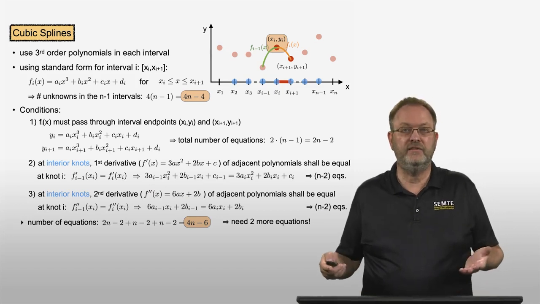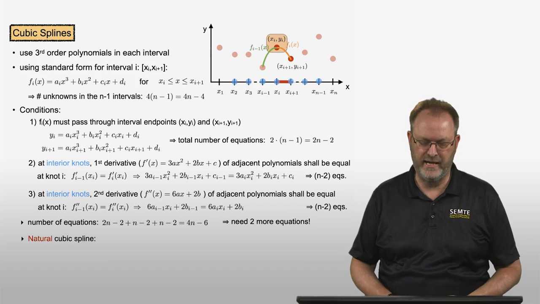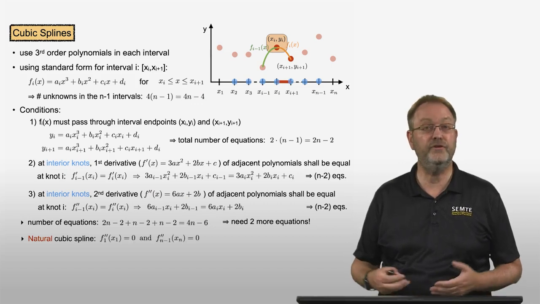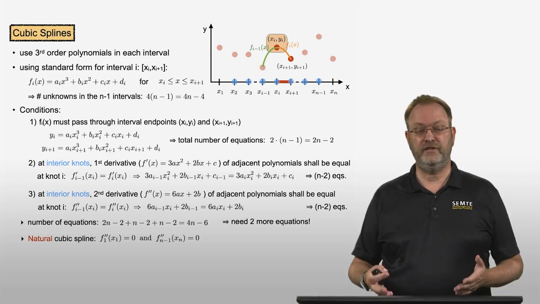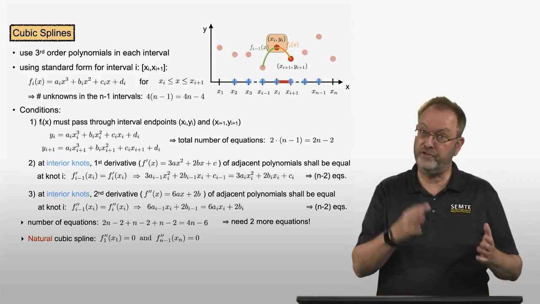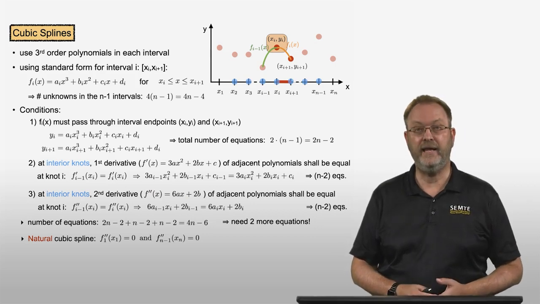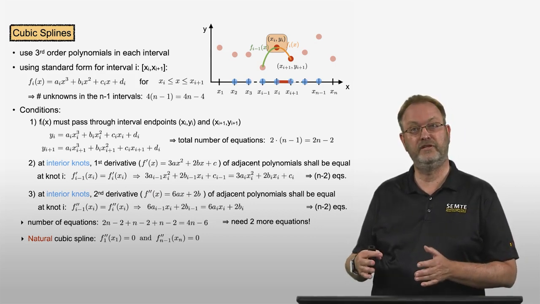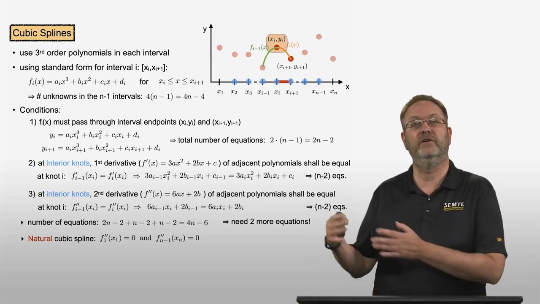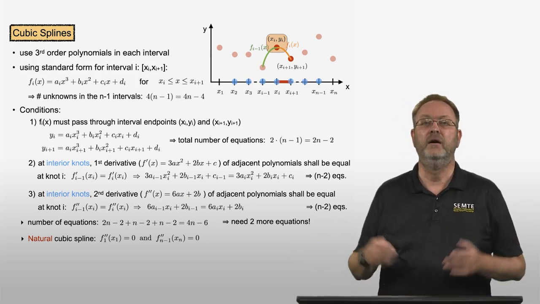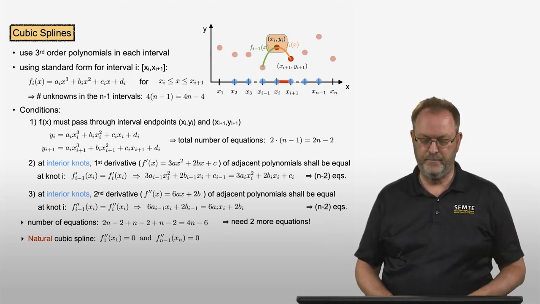So where do I get these additional two equations from? Well, that's where the so-called natural cubic spline comes in. The condition for a natural cubic spline says that the second derivative from the first interval at the very first data point and the second derivative of the last subinterval, n-1, at the very last data point, xn, both of them are supposed to be 0 at those endpoints.